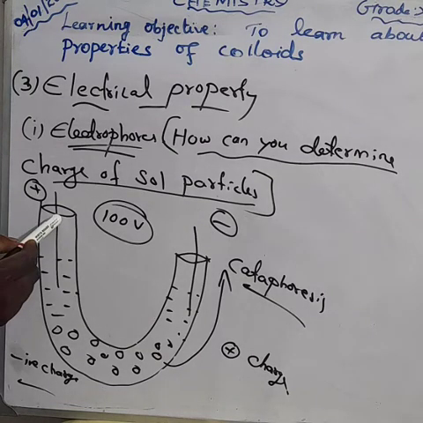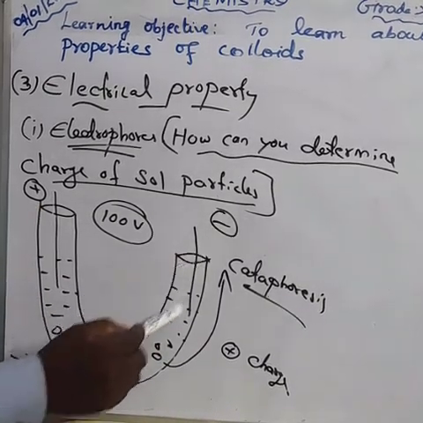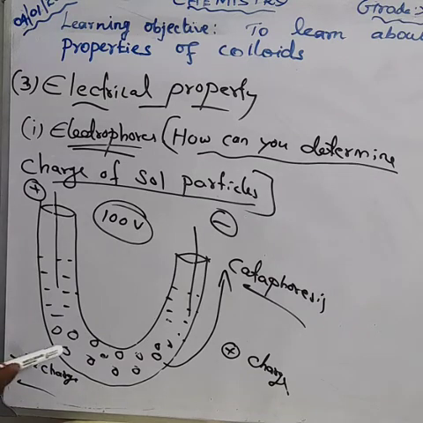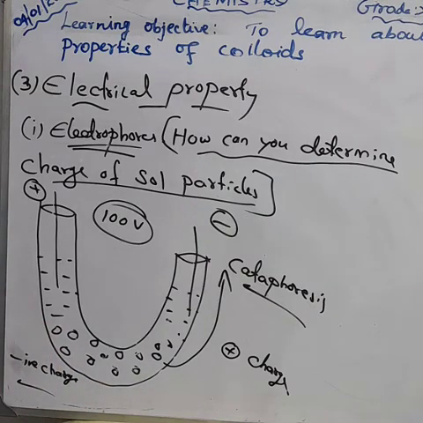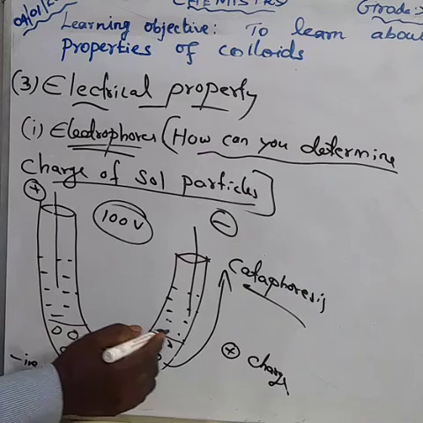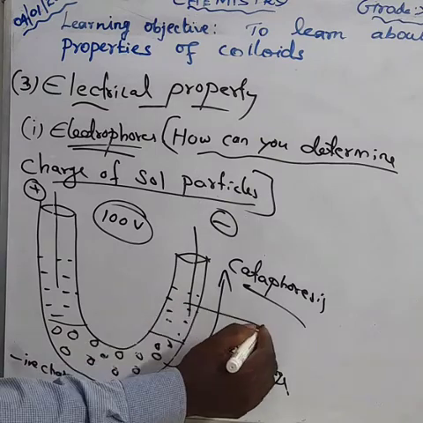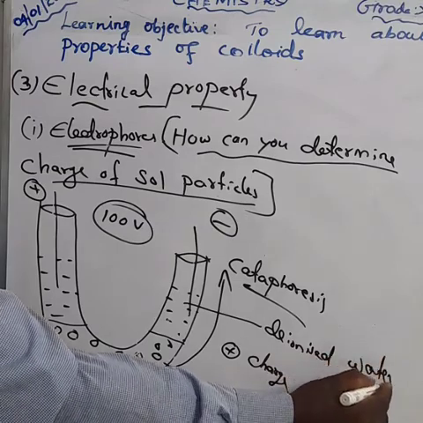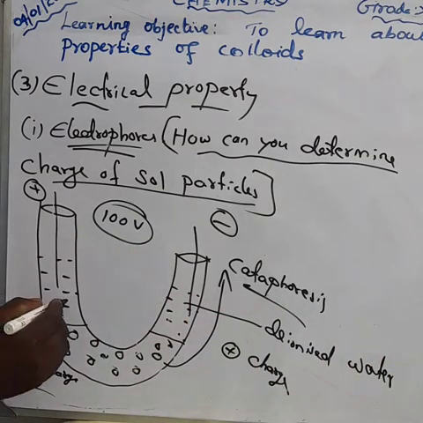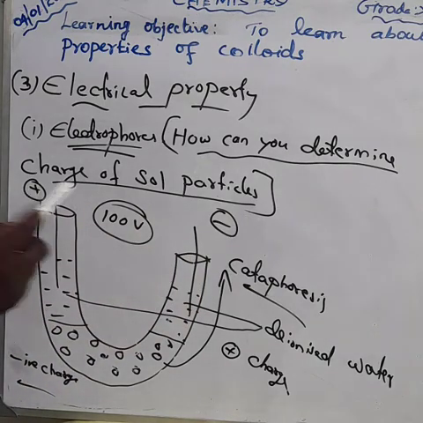First we take a U-shaped tube, am I right? Here we take some colloidal solution. Above it we add deionized water to both the two limbs. We place two electrodes here, one an anode and the other a cathode.